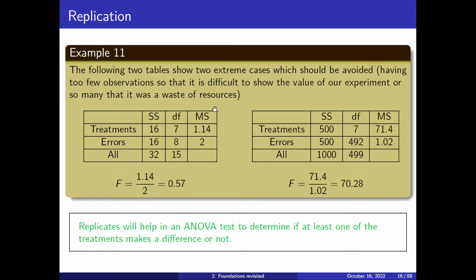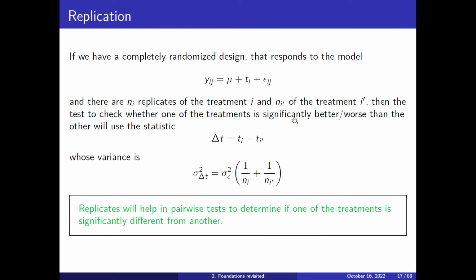The replicates, that is, how many samples you have in the experiment, will help to gain degrees of freedom for the errors, and then this will help you to say whether the treatments are effective or not. If you have a completely randomized design, this is the equation that models your measurements. You have different treatments that we will refer to with i, and then you have the replicate j within the treatment i, and that will have a residual.